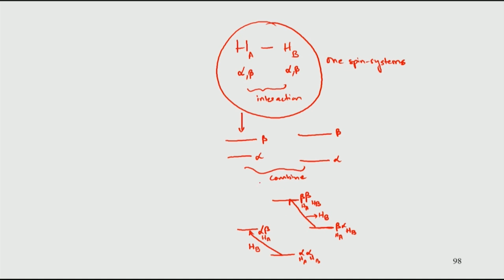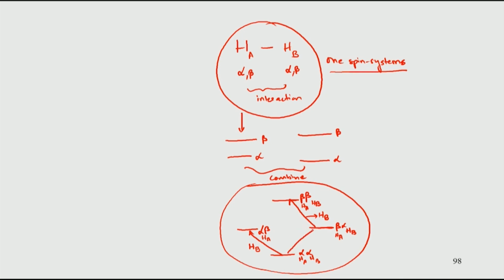So, this whole drawing which is shown here is one particular system, and there are 4 energy levels now, because there are 2 states, alpha and beta, for each, and therefore 2 into 2 makes it 4 energy levels for a spin system which contains 2 hydrogen atoms.